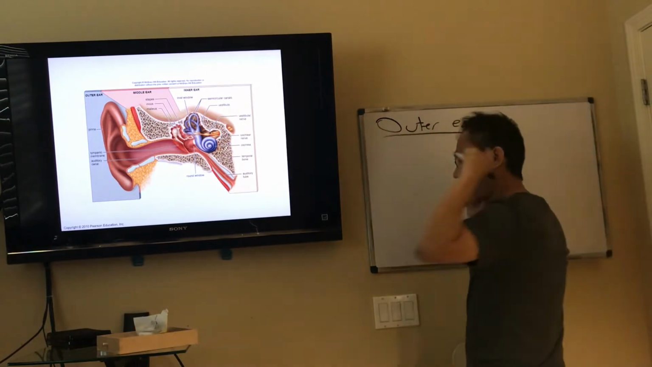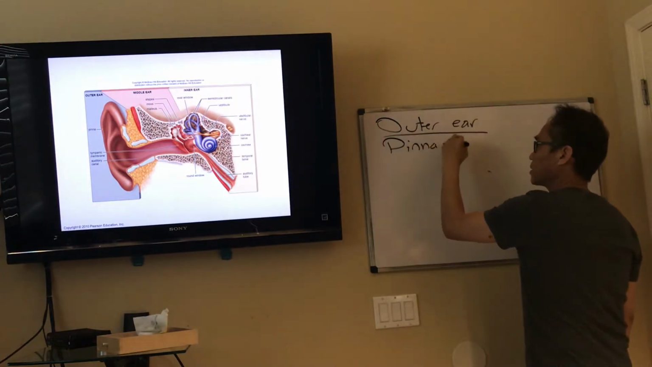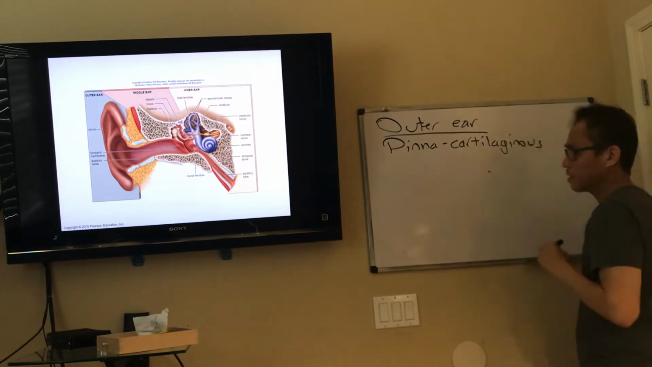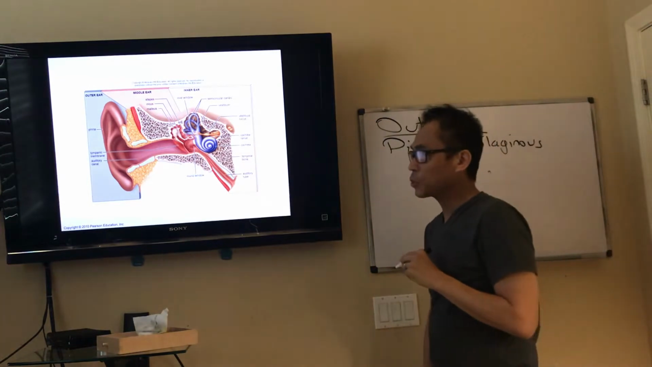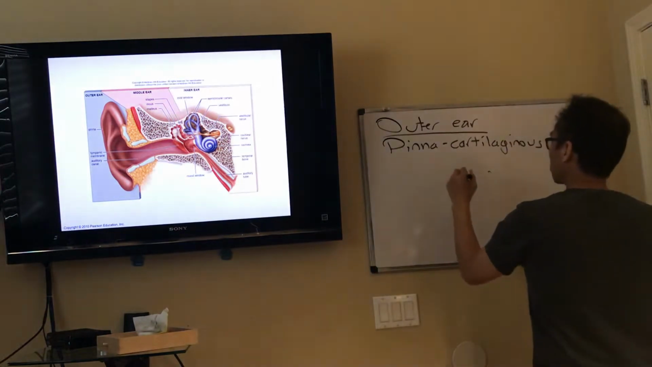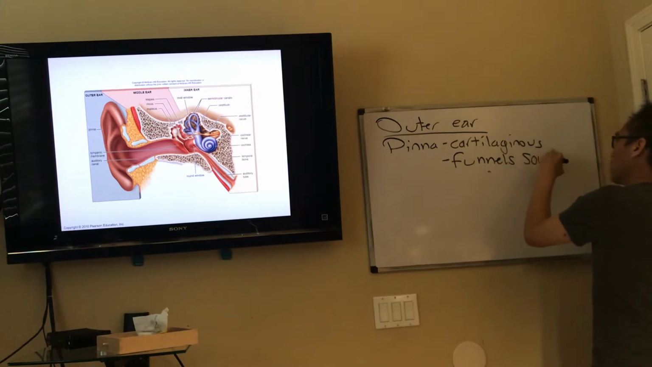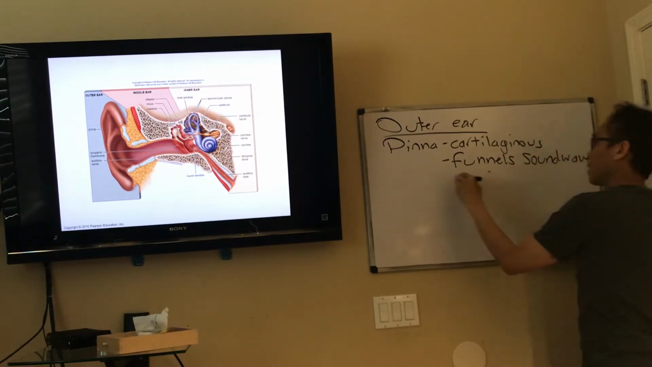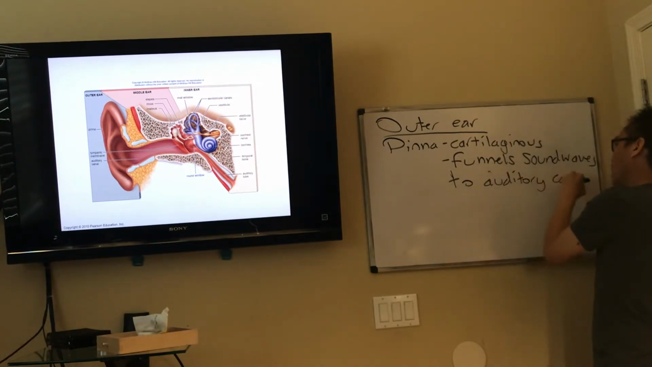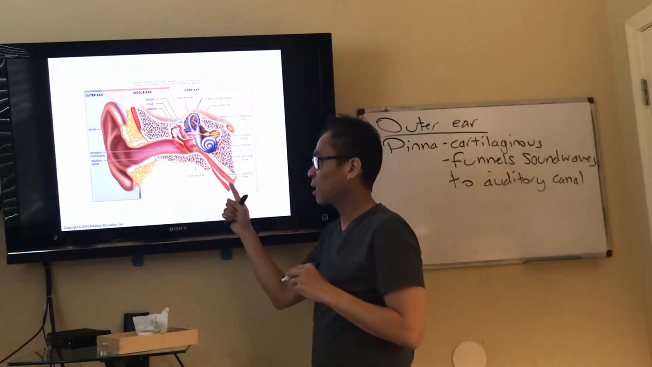The outer ear, what we call our ears, in anatomy we say the pinna. It's cartilaginous. It helps to funnel the sound waves to the auditory canal, sometimes called the external acoustic meatus. Funnel sound waves to the auditory canal. I don't want you to confuse the auditory canal with this auditory tube, which I also want you to know.